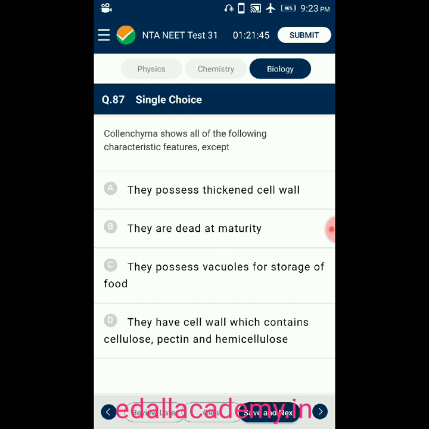Collenchyma has all of the following characteristic features except: the collenchyma cells are polygonal. They have thickenings of pectin in the cell wall along with cellulose and hemicellulose. The collenchyma cells are found in the hypodermis of dicot tissues. These cells have negligible intercellular spaces due to pectin deposition. Collenchyma is said to be the living mechanical tissue. So the answer for this question is option B. Maturity is not a character of collenchyma.